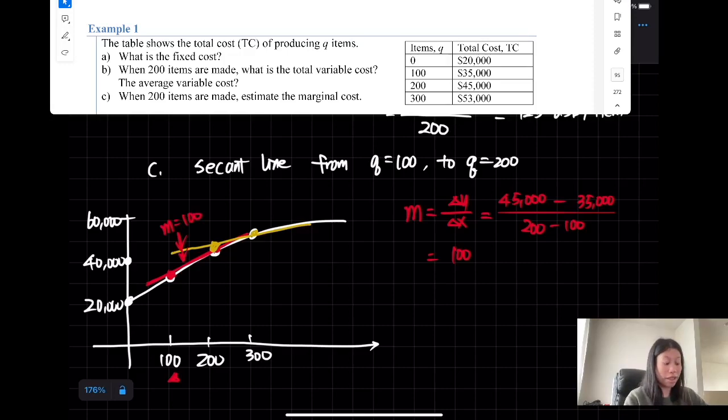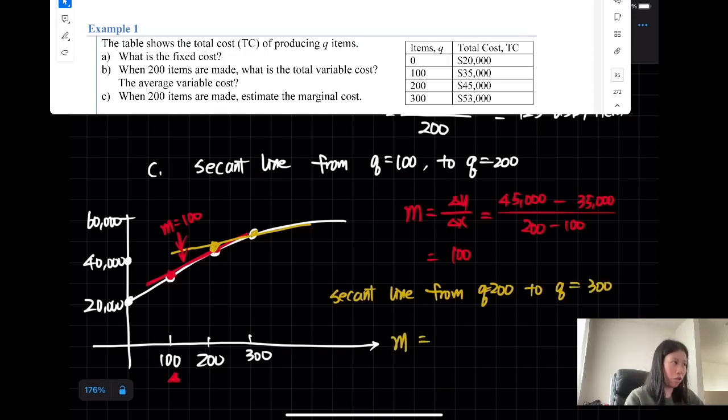All right, so now the next step is you also want to find the secant line from Q equals 200 to Q equals 300. So when Q equals 300, we have (15,300 minus 14,500) over (300 minus 200). So this gives you 80. So we could estimate the tangent slope by averaging this secant slope, giving us the estimate of what?